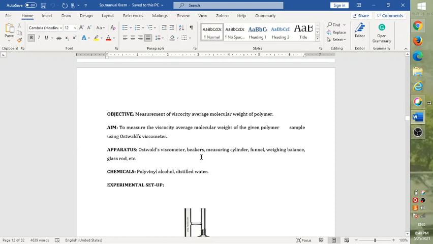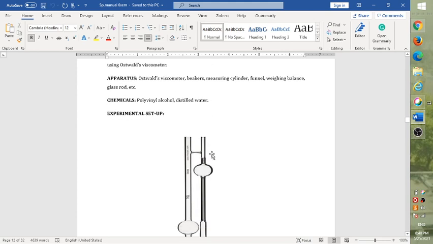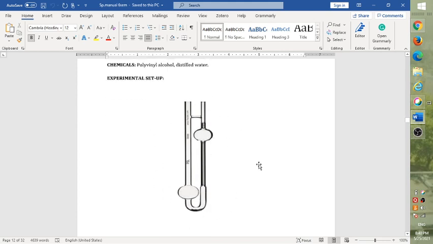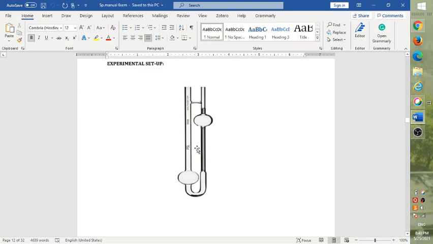Apparatus: you need an Ostwald viscometer, which is available in the laboratory, along with a beaker, measuring cylinder, funnel, weighing balance, glass rod, etc. Polyvinyl alcohol and distilled water are the chemicals. This is the Ostwald viscometer. This is how it looks.